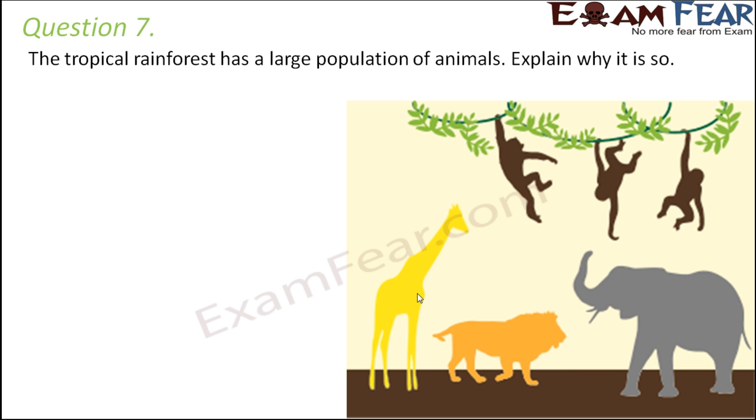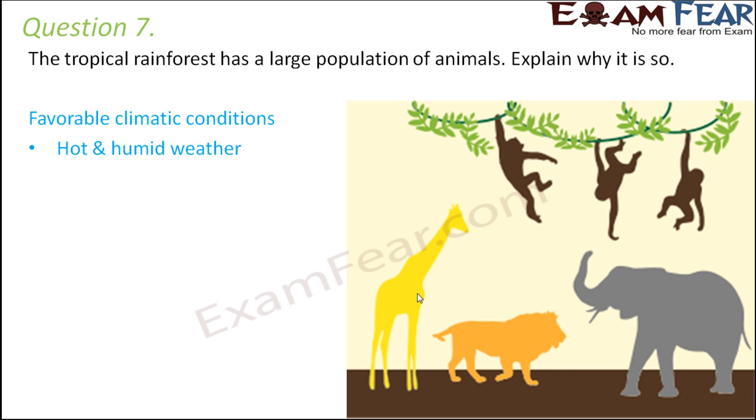Question number 7. The tropical rainforest has a large population of animals. Explain why it is so. So why do so many animals live in tropical rainforest? Obviously, the primary reason is the favorable climate. So what do I mean when I say favorable climatic conditions? The weather is hot and humid.